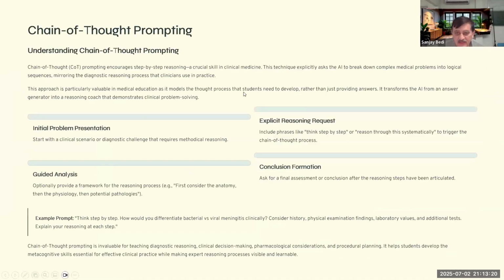Keep on increasing the amount of data. So the next is chain of thought prompting. Chain of thought prompting is a step-by-step reasoning. We give it some data, then it provides a response, and then we give it more data, and then more data, thus mirroring the diagnostic reasoning process of clinicians based on data.